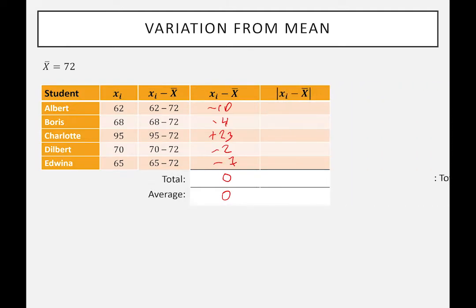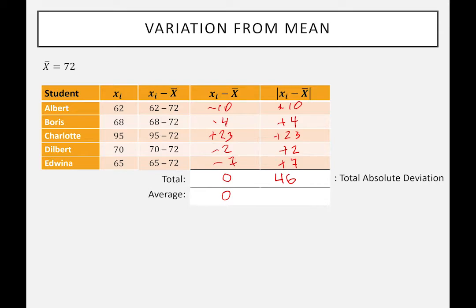So let's take a look at this idea here. If I took the absolute value, well, this would become +10, this would be +4, and this would be +23, and this would be +2, and this would be +7. Now, if I add all these numbers together, if I got this right, I get 46. That would be a pretty good way of measuring whether the numbers are spread out or not. Because if they were not spread out at all, it'd be 0, because then everybody would be the same. But the further they get away from the average, in this case 72, the bigger this number is going to be. Well, that'd be a pretty good measure.